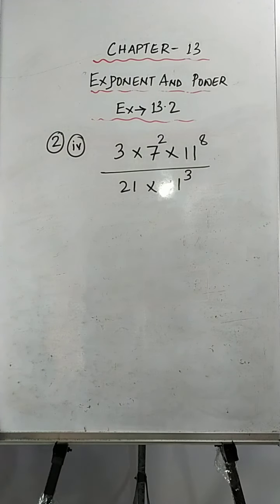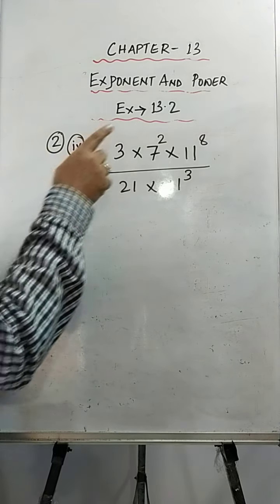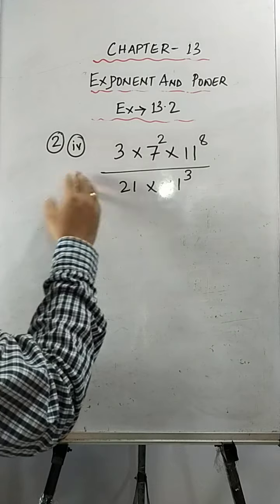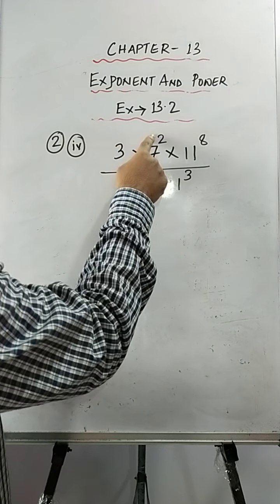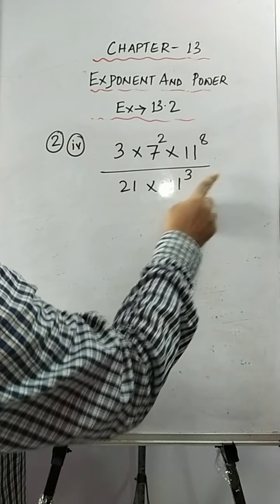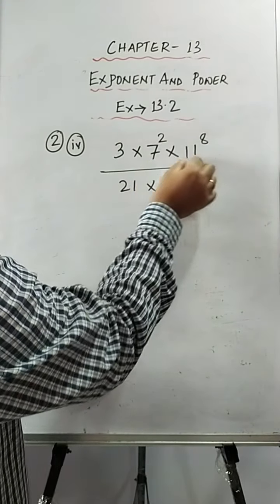Students, now in this session I will explain sum number 4, 5, 6, 7, 8, 9, 10, 11, 12 of question number 2 of exercise 13.2, chapter Exponents and Powers. Fine, so in question number 4 we have 3 into 7 square into 11 to the power 8 by 21 into 11 cube. So most of the numbers are in the exponential form.